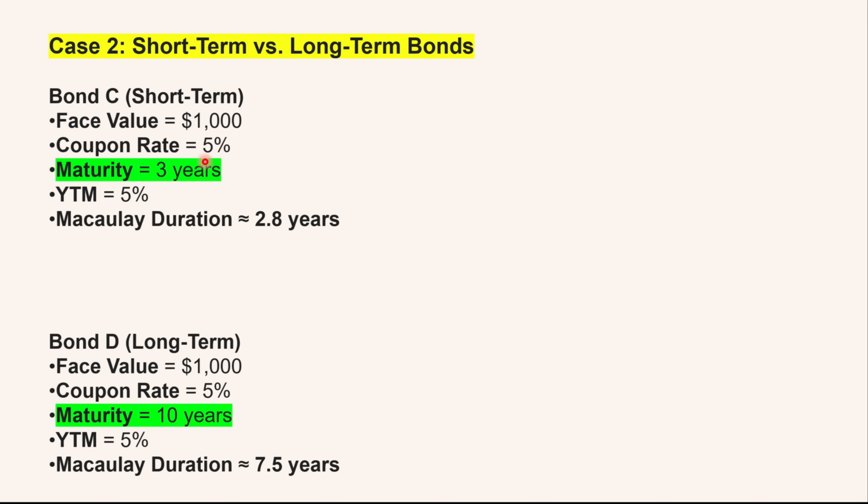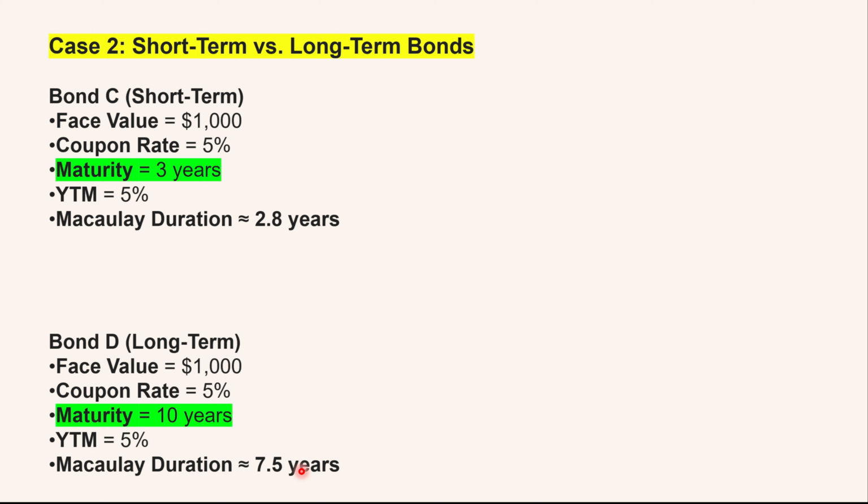Case number 2, where we have short-term versus long-term bonds. So we have bond C and bond D. The time to maturity for bond C is 3 years, while the time to maturity for bond D is 10 years. So the higher the maturity, the higher the duration, right? So bond D has higher duration than bond C.